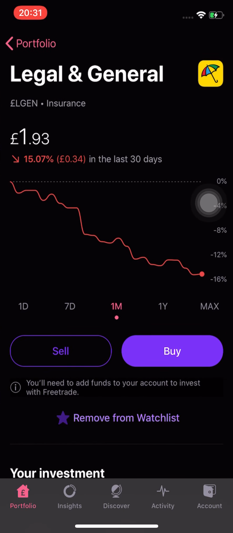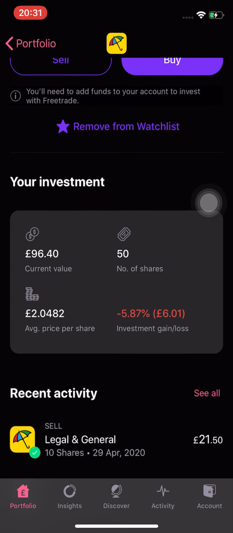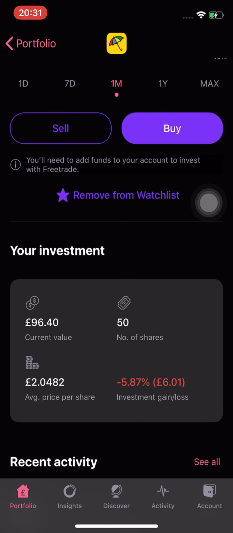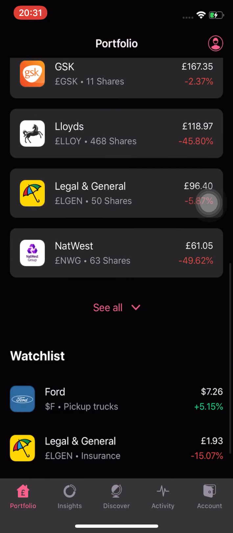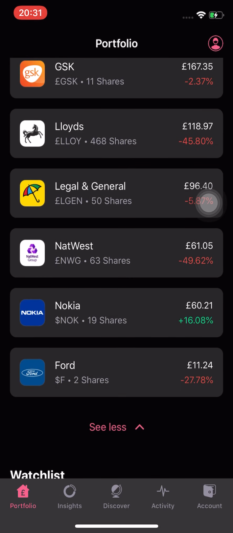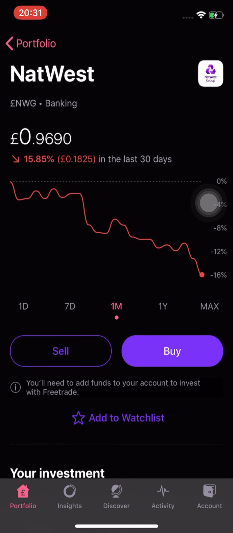Legal & General, I did reduce my position at some point around the last ex-dividend, around April. So I've got remaining 50 shares with an average price of £2.04p. I am down 5.87%. That's £6.01p. I am actually looking to close this position on Freetrade and just move the funds over to my Trading 212 portfolio. Like I said, I'm looking to reduce the number of positions I hold on Freetrade to a select few.